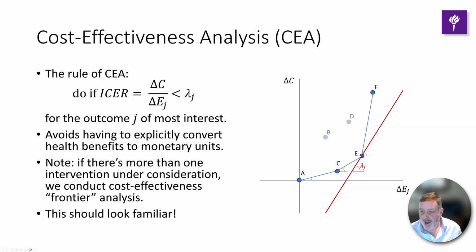We look again and compare now E to C and find again that E improves outcomes relative to intervention C, and again does so less than at the rate that we are willing to pay for those improved outcomes. And so E is preferred to C. But once we now compare F to E, the improvement in outcomes comes at too steep of a cost. It's more than we are willing to pay to achieve that improvement in outcomes. That slope of the incremental cost effectiveness ratio is greater than lambda J, and so we stop at E. And that's how we decide that in this case, E is the preferred approach.